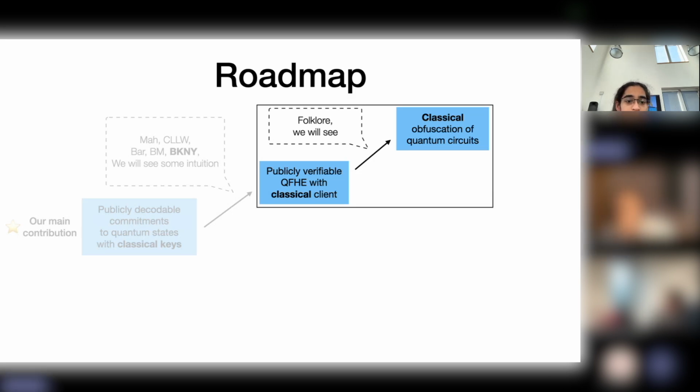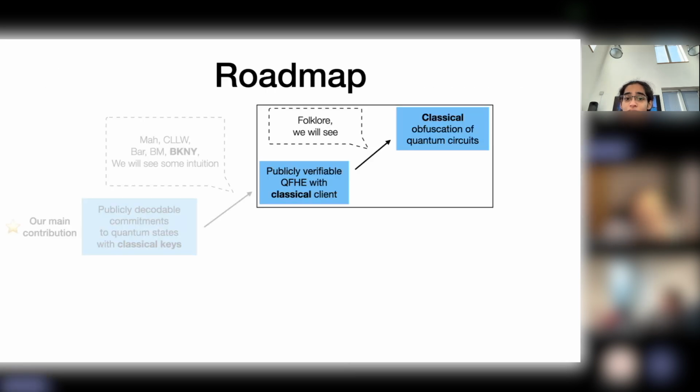So for us, when we want to get classical obfuscation, we want all the communication, everything that the client does, to be classical. But what was previously known is a quantum client. So you build this primitive? Yeah. That is so cool. Okay, thanks.